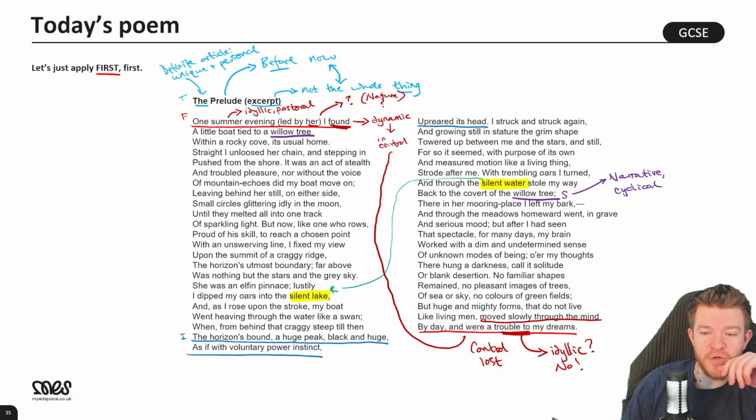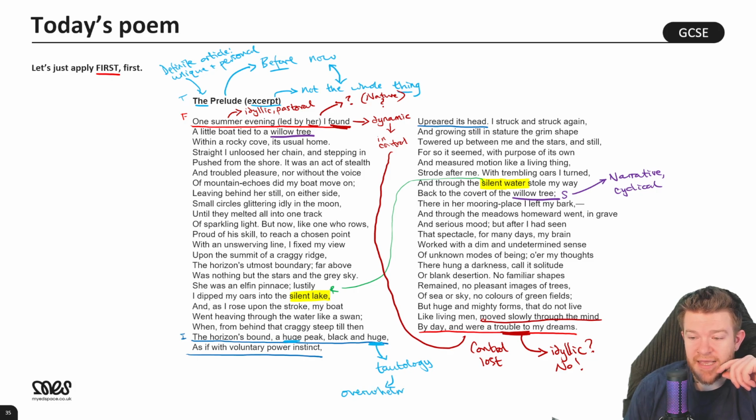Okay, let's have a look at the imagery that we picked out. "A huge peak, black and huge." So we're going to call that kind of tautology, where there's unnecessary repetition of ideas. This is someone who is overwhelmed, right? He is not controlling his language in this smooth kind of expressive way you might expect from a poet. It is clear that something has happened to him that is making him emphasize the hugeness of this.